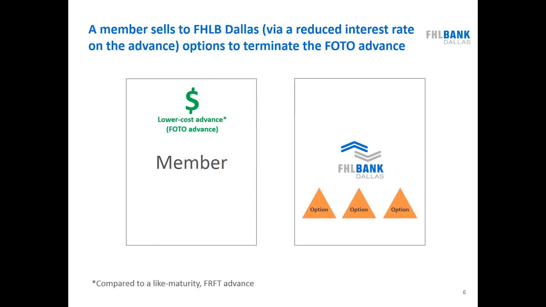terminate the put advance. What are the general terms of the options? The member is selling FHLB Dallas the option to terminate the fixed rate put advance at a specified point in time, known as an option exercise date, prior to the stated maturity date. In exchange, the rate for a fixed rate put advance is typically lower than a like maturity bullet advance.